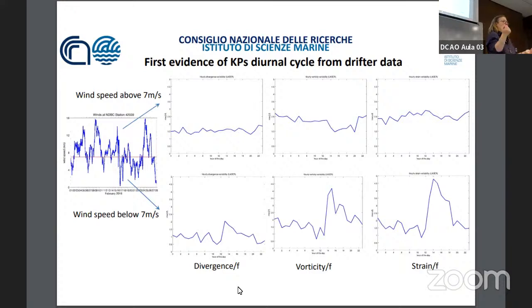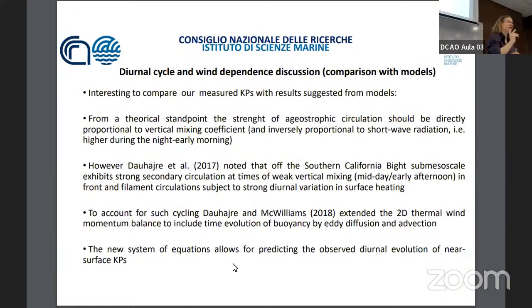But as soon as the wind effect is reduced, the daily cycle of the kinematic properties starts appearing in all properties, and we have the peak centered around 2-3 p.m. Now, it's interesting to compare this observation with some models that can help us to explain why we have the peak of the kinematic properties during the time of the day where we have the highest stratification, and we would expect, on the other hand, reduced mixing and reduced value of the kinematic properties.